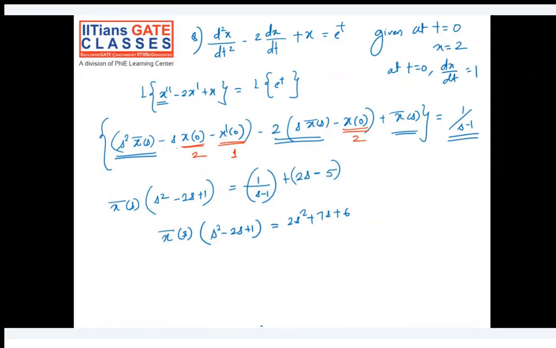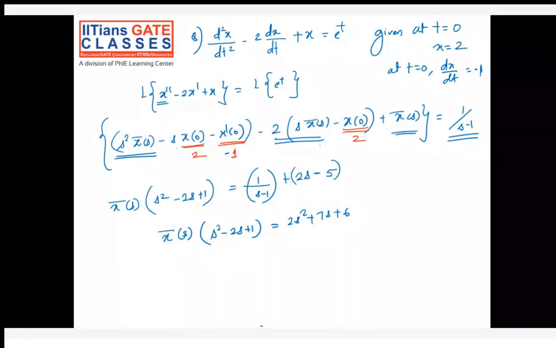Dx by dt is minus 1 here. Make this correction. This is minus 1, and minus minus will become plus 1. Minus minus 2 will become minus 4. Sorry, plus 4. 4 plus 1 is 5. If that goes on the right hand side, it will become minus 5.